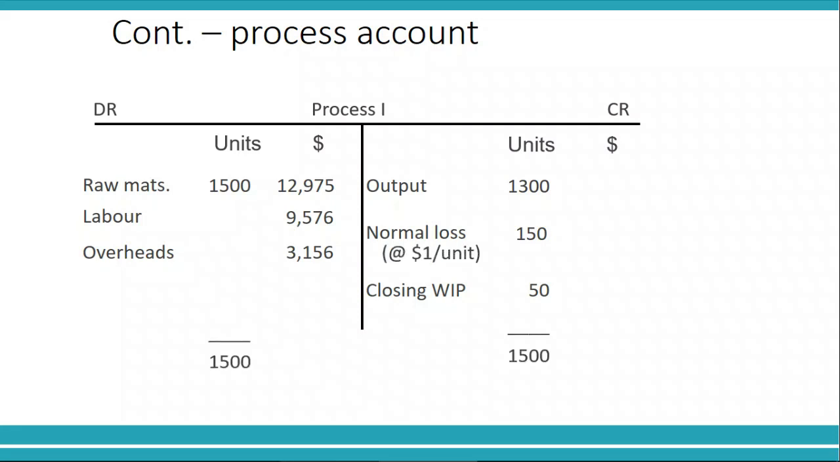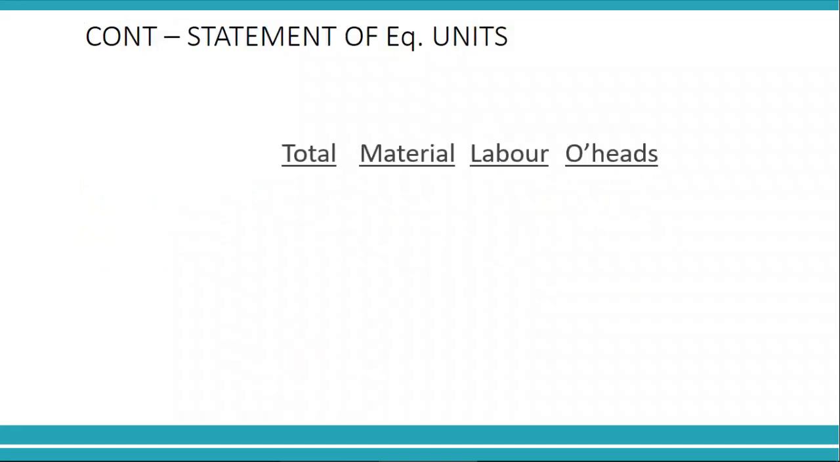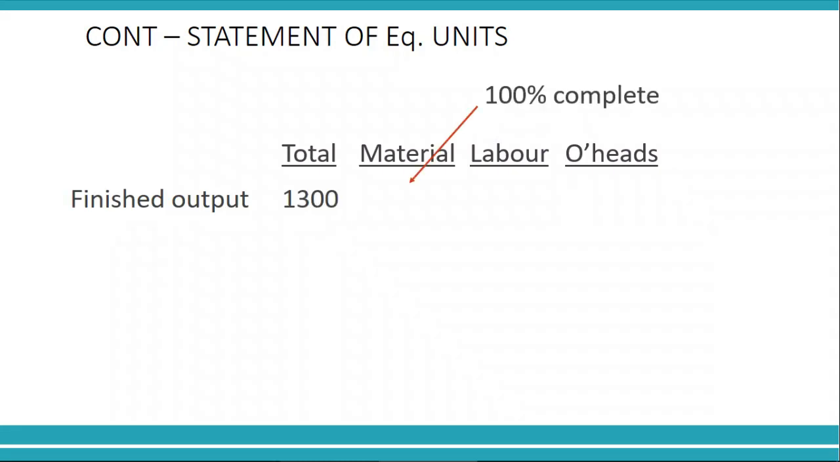So 1500 units. Normal loss, let's suppose, again I am assuming it, has a scrap value of $1 per unit. It means that the value of normal loss is $150. And now we need to calculate the value for good output and for closing work in process. So your total cost is 25,707. And if you remember from the previous lecture video, how do we calculate that? So finished output is 1300. Material for these 1300 units is 100% complete.